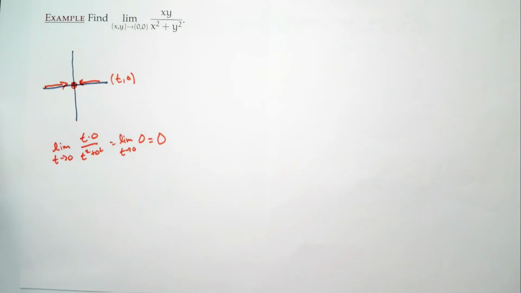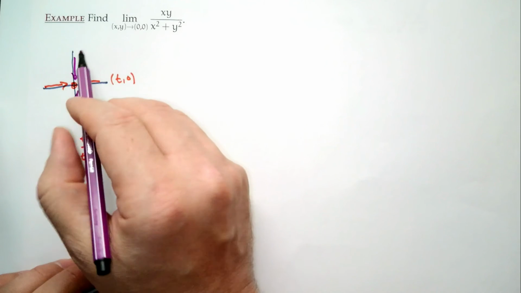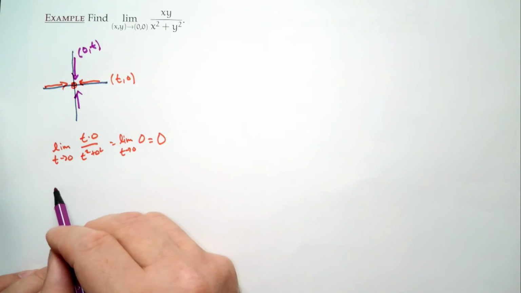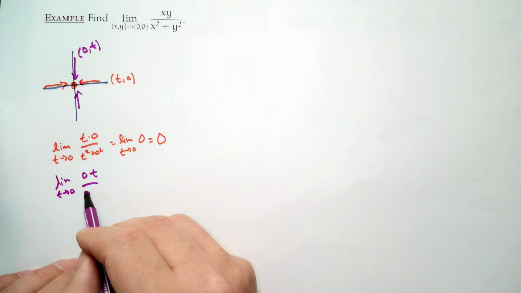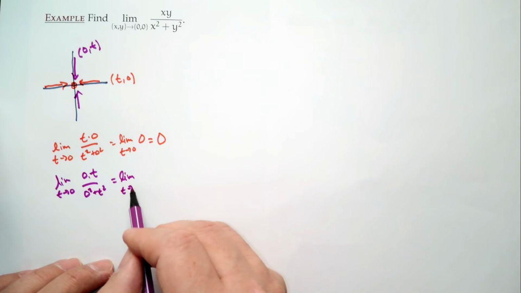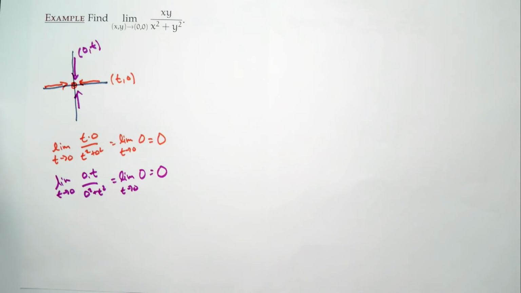If we approach top and bottom, well, in that case, we're going to have (0, t). And what do we get? Well, we get a limit as t goes to 0 of 0 times t over 0 squared plus t squared, which is the limit as t goes to 0 of 0, which is 0. So, from the left, right, we get 0. From top, bottom, we get 0. All right. Are we done? Is the limit 0? No. We should check more directions.